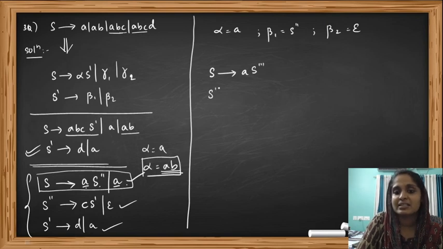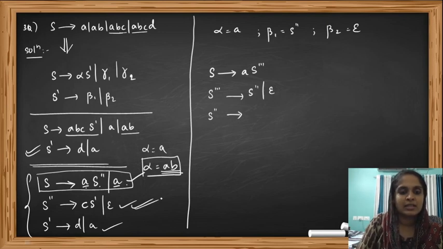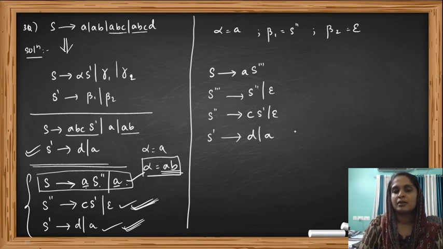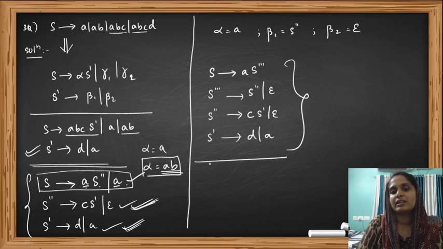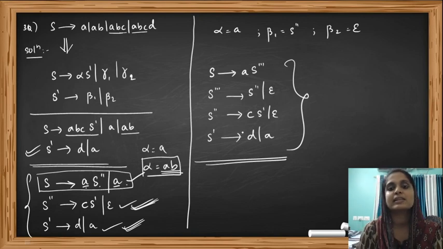And what's the value of S triple dash? S triple dash is beta 1 bar beta 2. Beta 1 is S double dash and beta 2 is epsilon. Okay. So what's the value of S double dash then? S double dash, we have seen it in this previous result, right? S double dash is C S dash bar epsilon. And what's the value of S dash then? S dash is here in this result. S dash is D bar A, right? So this will be our final result because it's now free from left factors. So our question, the S production, that single S production, we have converted it to these four productions.